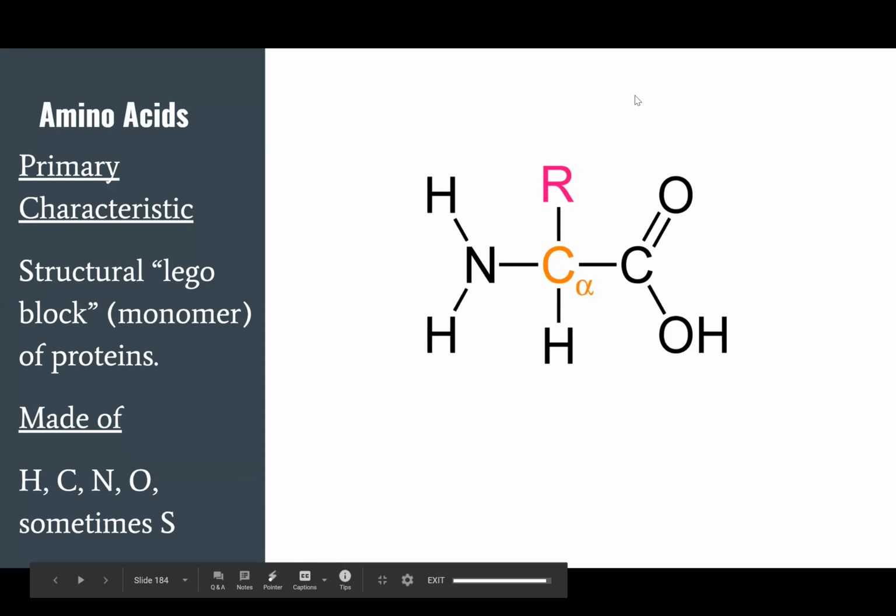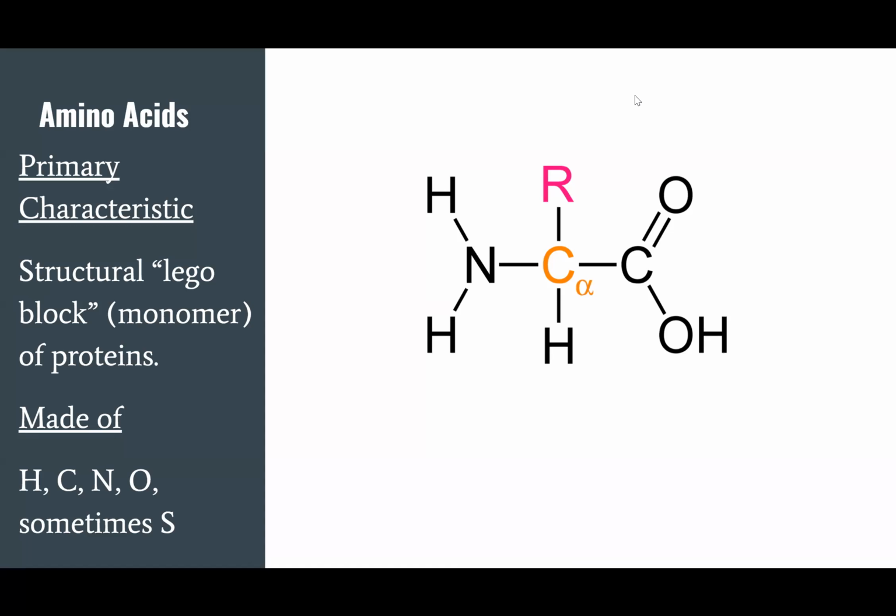All right, and we have arrived at our last functional group, which is the amino acid functional group. Now, the primary characteristic of the amino acids is that they are the building blocks, the structural monomers of proteins. Amino acids are going to be the structural monomer of proteins. They're primarily made of hydrogen, carbon, nitrogen, oxygen, and sometimes sulfur in very specific circumstances. But you're always going to have hydrogen, carbon, nitrogen, and oxygen in these structures.